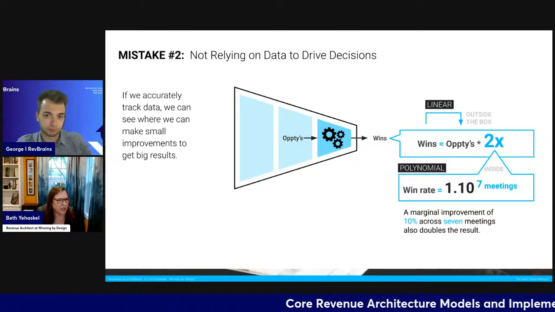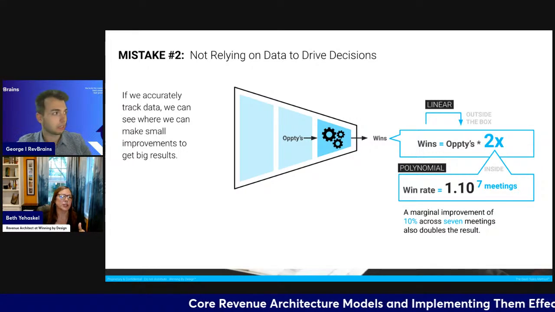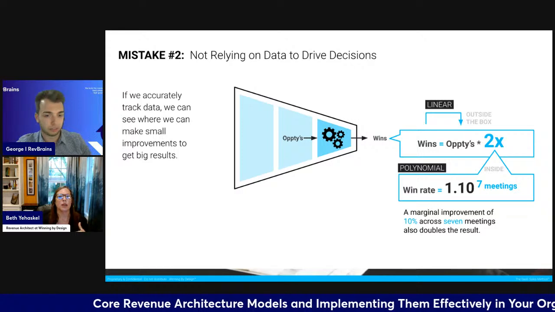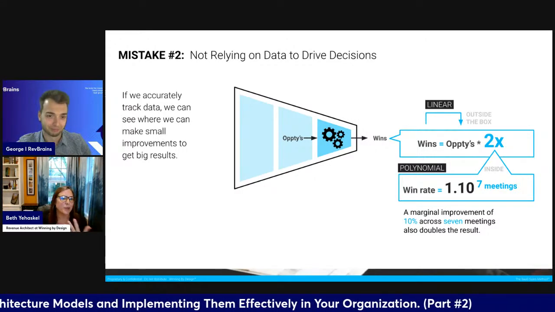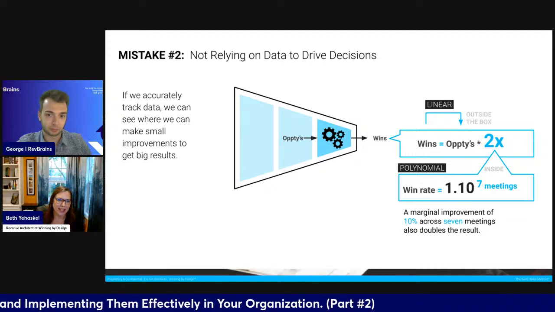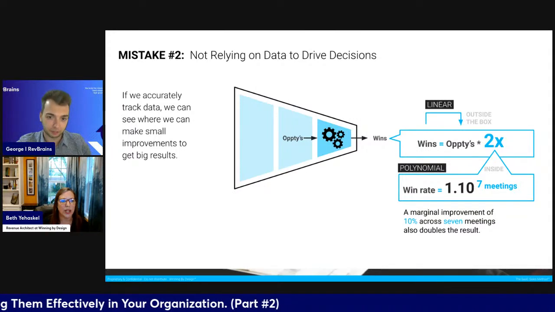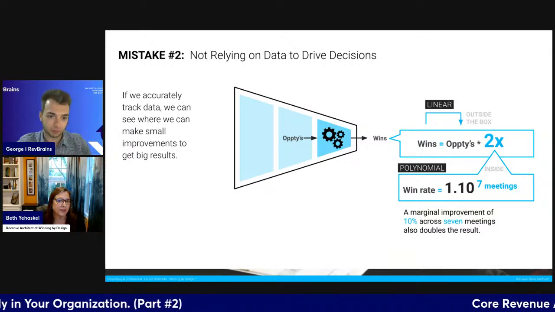It's kind of like doing exercise, right? It might not feel like a lot to do 10 sit-ups every day, but when you do that for a year, you're going to see a difference, right? Same thing here. But again, you have to track the data to be able to see where you can do things that will make a difference.